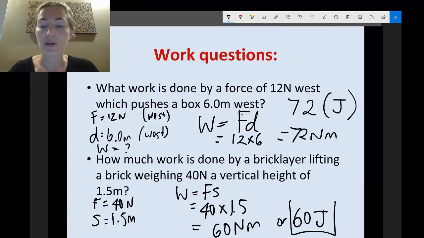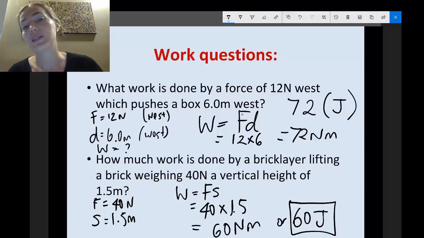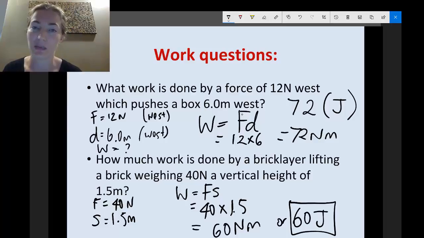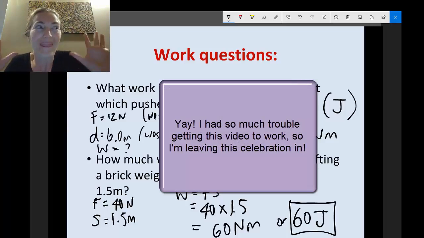So let's get into the habit of writing our answer in joules, because next we're going to be learning how work and energy are related, and energy is measured in joules. The end!